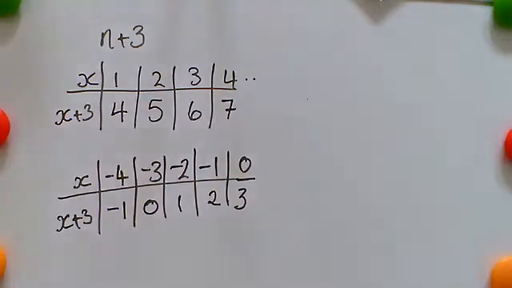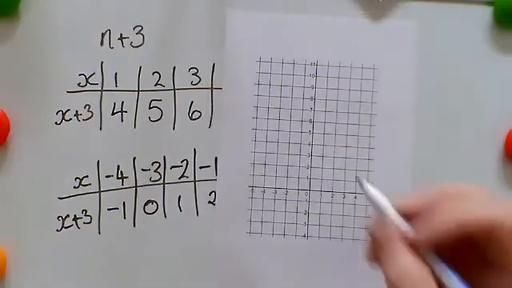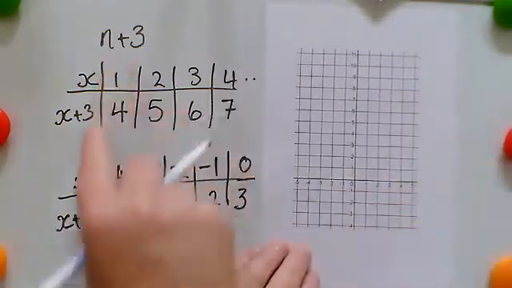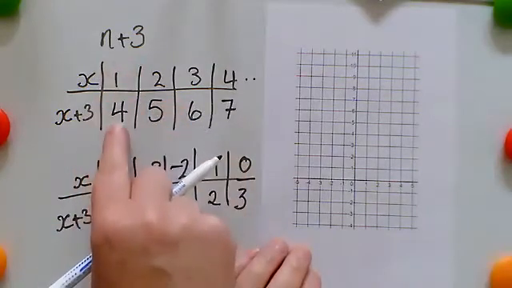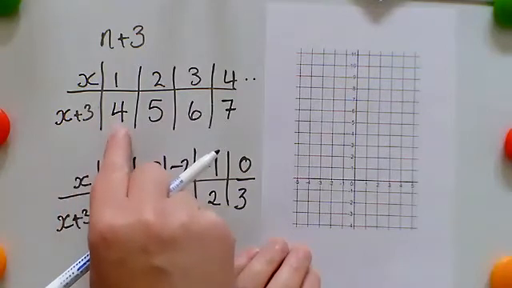Okay, now I can plot some points on a set of axes. I usually use a pencil to do this, but I'll use a pen just because it will show up a bit clearer. So what this gives us is an x and a y coordinate. So the x plus 3 gives us the y coordinate.